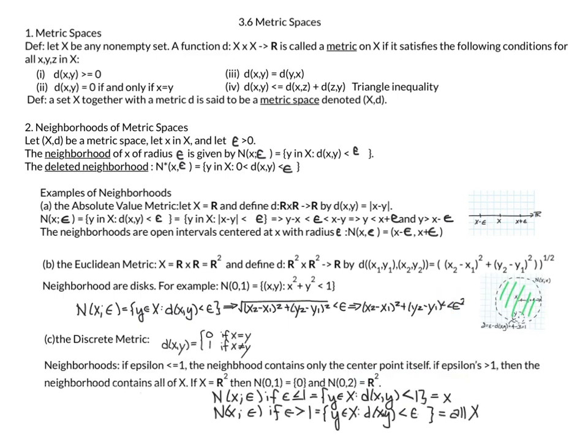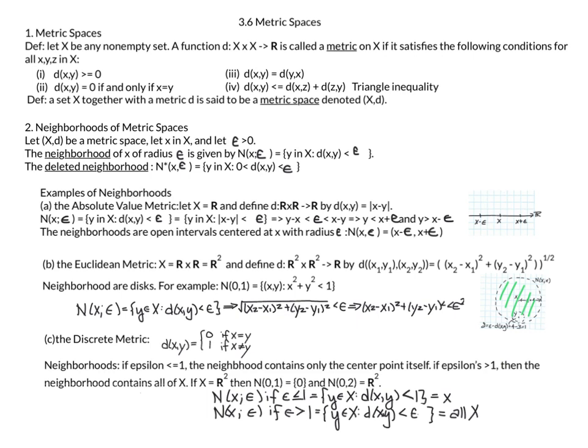Our last example will be the discrete metric. If you recall, that's equal to 0 if x is equal to y, and 1 if x does not equal y. So for the neighborhoods, we are going to look at 2 cases: when epsilon is less than or equal to 1 and when epsilon is greater than 1.